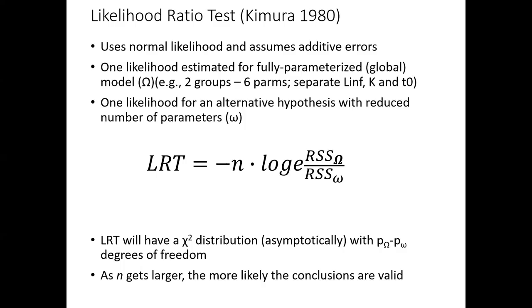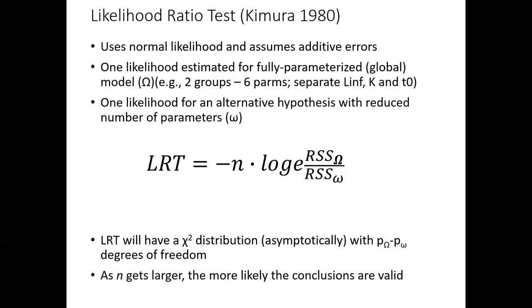So if we have two groups, there'll be a model where you're estimating 6 parameters: L infinity, K and t sub 0 for each group. And then you'll have an alternative hypothesis likelihood where you, for instance, assume in one case that the L infinities are the same between the groups. The full model is designated here as omega, and the alternative hypothesis is, I can't remember the name of that symbol, the omega-like W.